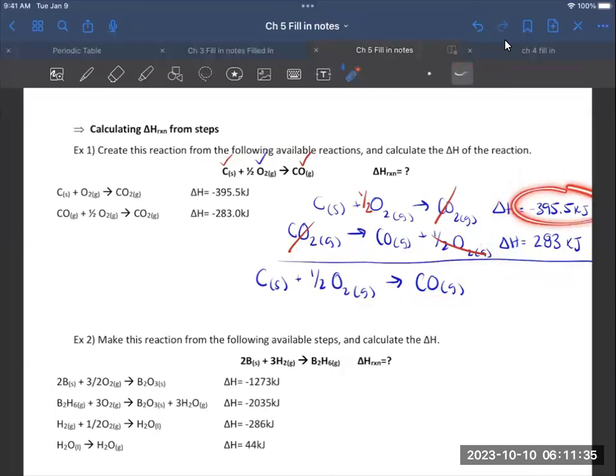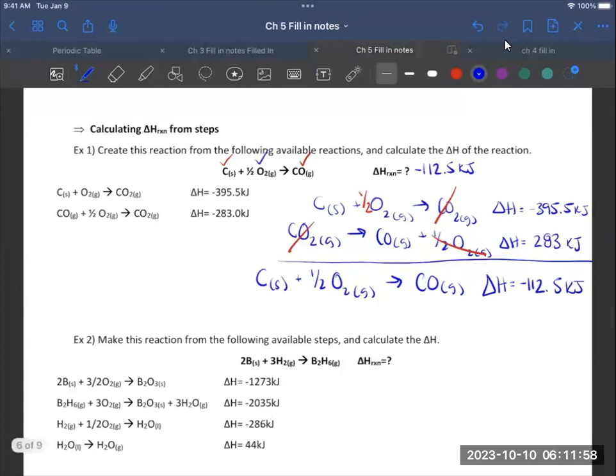Okay. So negative 395.5 plus 283 is going to give me an overall delta H for this reaction of negative 112.5 kilojoules. So now I know that the delta H of this reaction is negative 112.5 kilojoules. Okay, so that is how you do Hess's law.